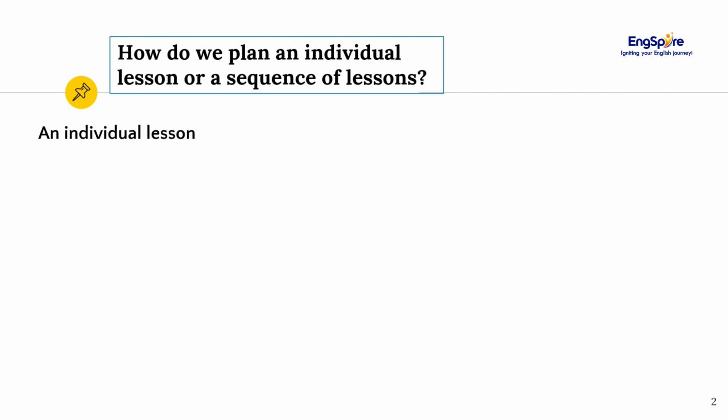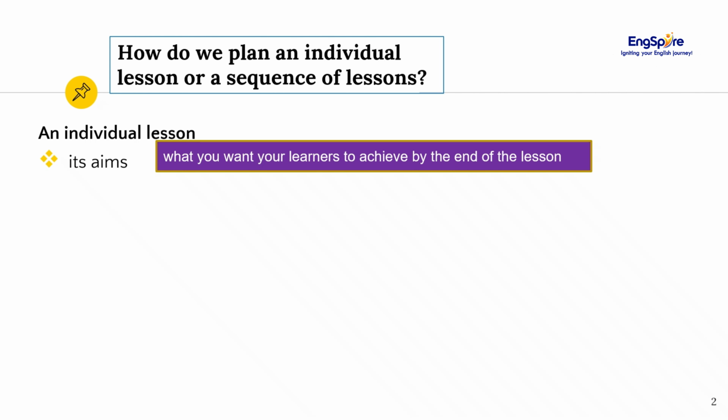When teachers plan a lesson, they don't just walk into the classroom and start teaching. Every lesson has a clear purpose and a structure. So, let's look at the four main things every individual lesson should include. First, every lesson needs an aim. An aim is simply what you want your learners to achieve by the end of the lesson.